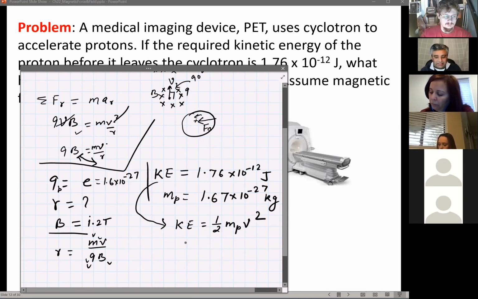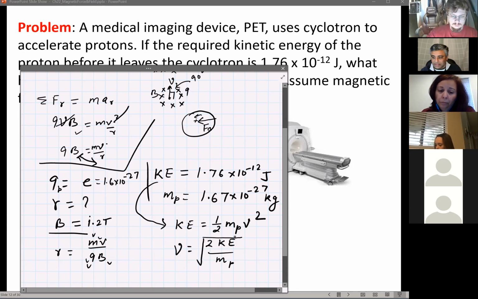Yes. So that means V is going to be the square root of 2 times kinetic energy over the mass of that proton. And it is squared, which means it has to be that. Okay. Yeah, the charge of the electron is 19. I just copied the mass here. Okay, my bad. So we can use this V and find the radius.